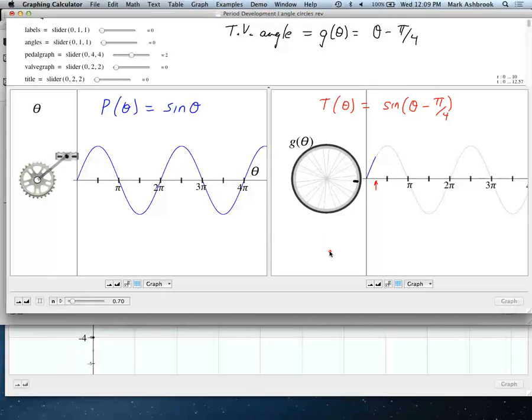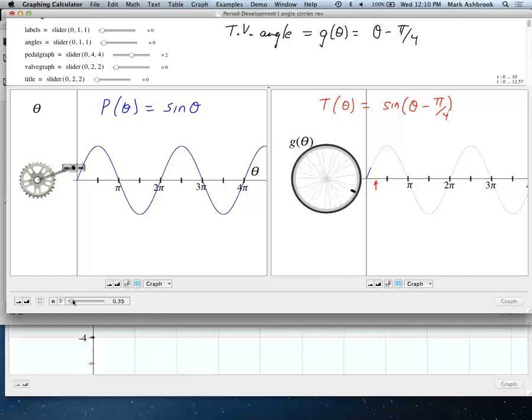Okay, so what's the first cycle of T going to look like? Where's it going to be? If the tire valve is coming behind, its angle is lagging, where's its first cycle going to be? Can you imagine it?